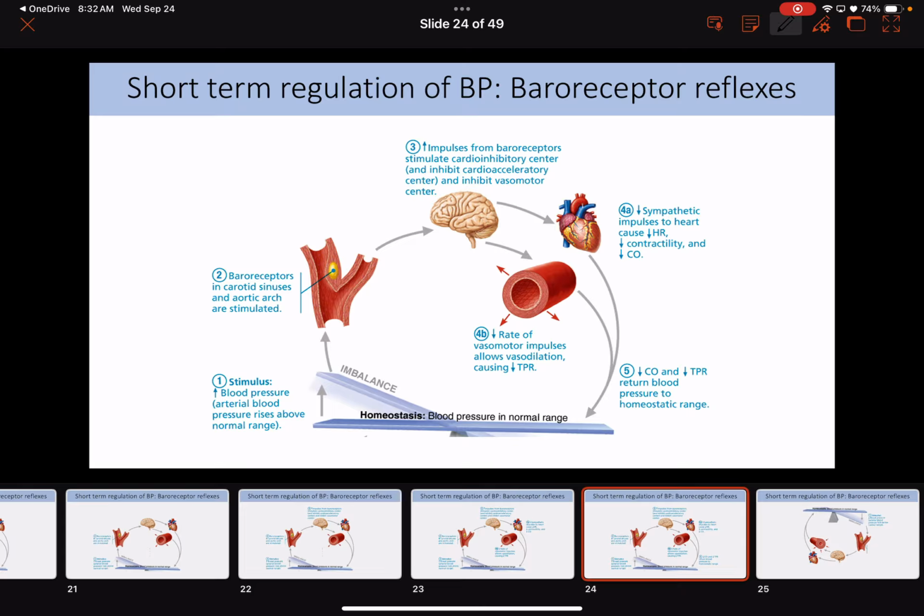And it could be for a number of things. It could be because of your heart getting overworked or overexcited, or it could be because of damage that has occurred to the heart, or it could be for a number of different reasons. But anytime you have an increase in blood pressure above what your body deems as normal, this system will be activated.